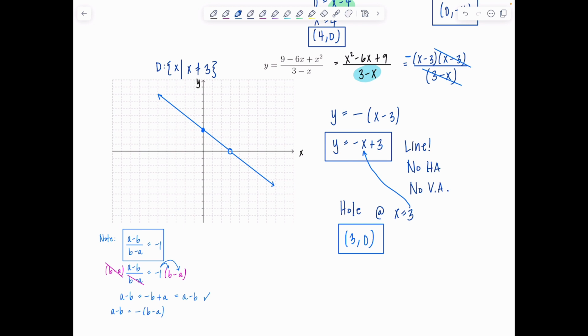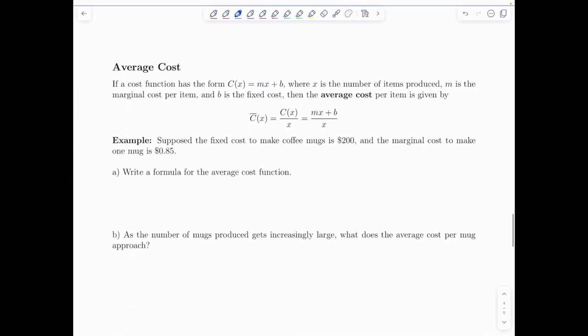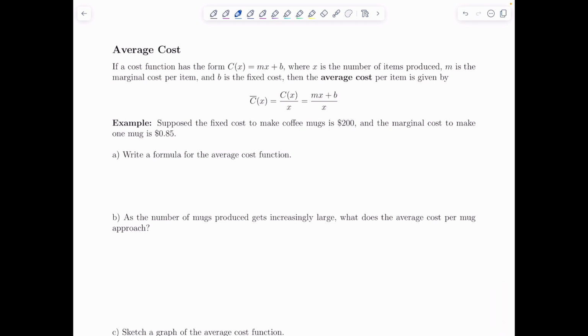Now, the reason we just did this little brief recap of rational functions is because in this course, we're going to study average cost. And if you look at the formula for average cost, it is a rational function. Okay, so we looked in the previous lesson at the cost function. And cost function has the form c of x equals mx plus b. Hopefully you remember, where x is the number of items produced, m was the marginal cost per item, conveniently m marginal cost, m slope, I love it. B is the fixed cost, and we have our cost function.